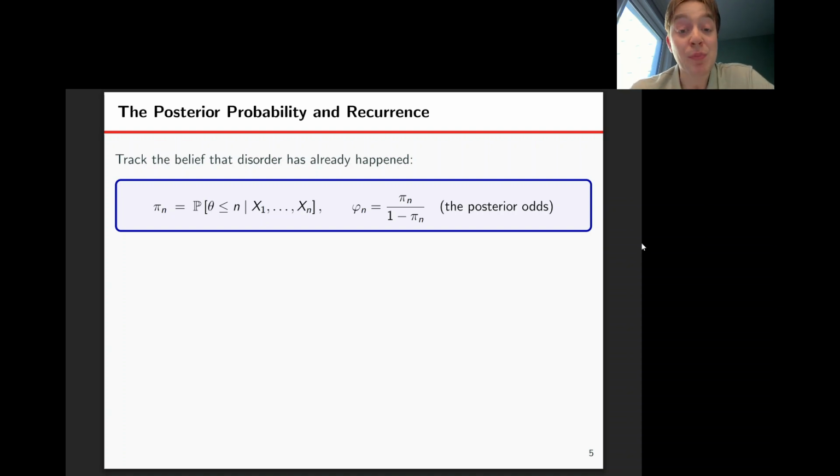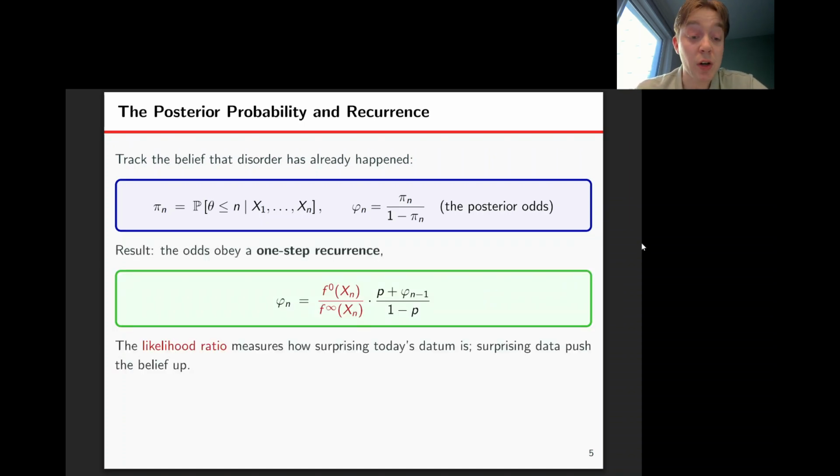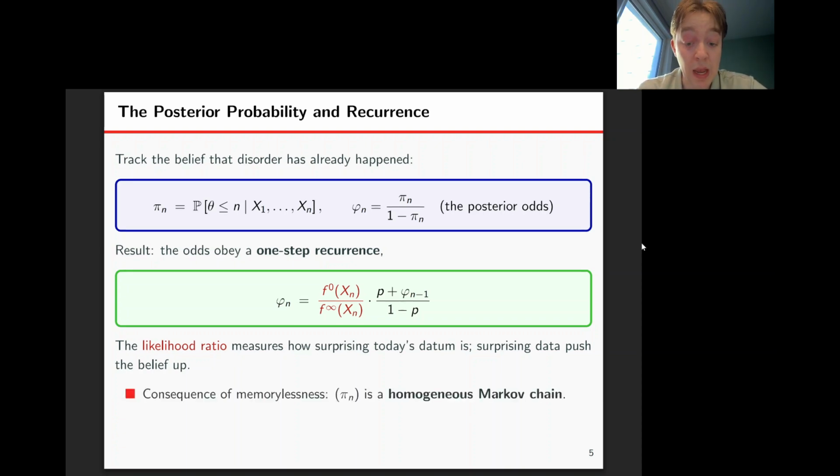It turns out that the algebra is slightly nicer if we use the posterior odds phi n. One of the first results that we cover in the project is that we can connect phi n with this recurrence. The important part here is the likelihood ratio in red. This measures how surprising the data coming in today is, and more surprising data pushes up our belief that the disorder has already happened. One of the consequences of this memoryless disorder time prior being geometric is that our posterior probability that the disorder has already happened becomes a homogeneous Markov chain.